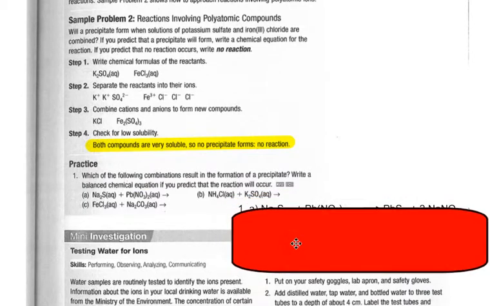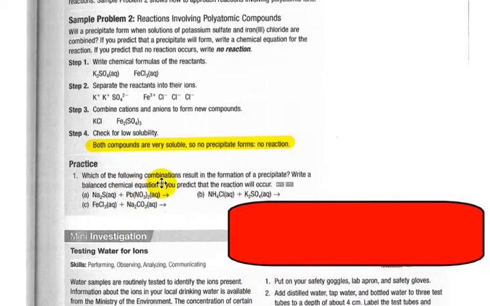Okay, so take a look at these ones. Which of the following combinations results in the formation of a precipitate? Write the balanced chemical equation if it does. And make sure you include the states, which is the solid, which is the aqueous. Okay, so you may wish to pause the video and try those 3 questions.